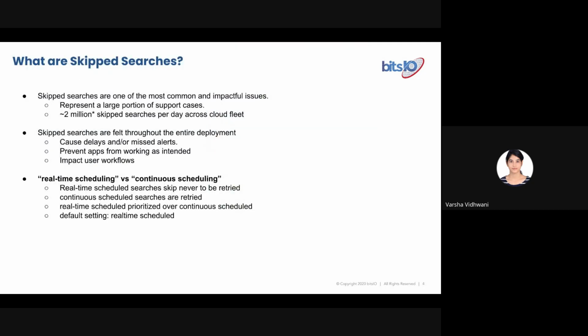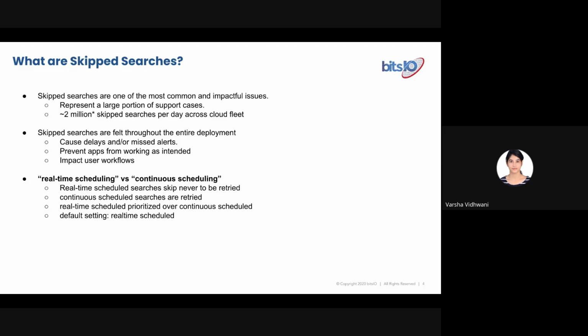So skipped searches are one of the most common and impactful issues. They are basically when Splunk's scheduler cannot run a saved search within its defined time window. It would simply skip that particular run, and it will move forward to the next scheduled instance. It will not wait or pause. It will just proceed with the upcoming schedule as defined.